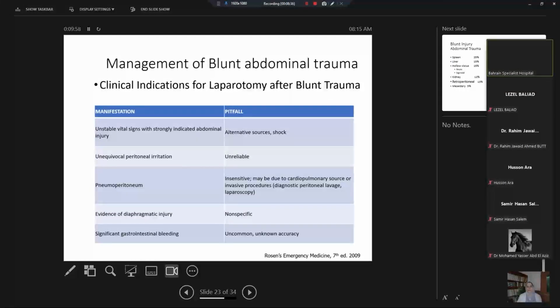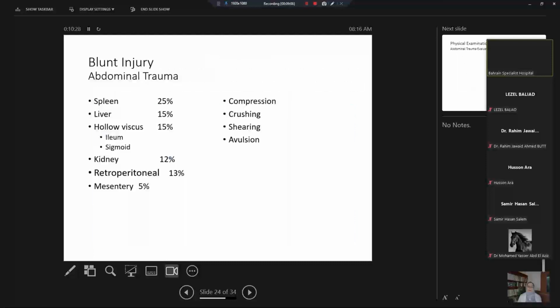In management of blunt abdominal trauma, there are clinical indications for laparotomy, such as if the patient is unstable, if he has unstable vital signs, and we are strongly suspecting abdominal injury. If there is unequivocal peritoneal irritation, so I'm not sure if there is any injury or not. In case of pneumoperitoneum, if I have diaphragmatic injury, and of course, if I have significant gastrointestinal bleeding, I have to take the patient to the OT immediately.